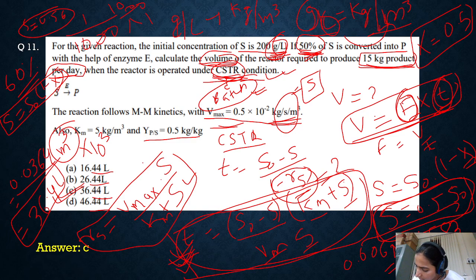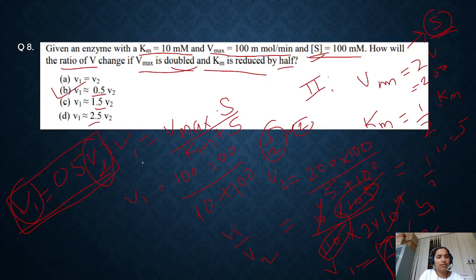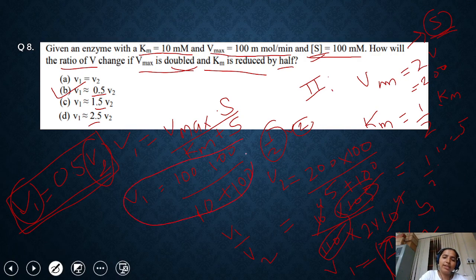Can you explain question number 8 again? Okay, let's go back. Question number 8. This is a very simple question. What they have given. Satvika, you are asking about this question only, no? Yes, ma'am. Can you please explain from that V1 divided by V2 part? Okay. From V1 divided by V2, you can calculate the value of V1 and V2 separately, then divide it.